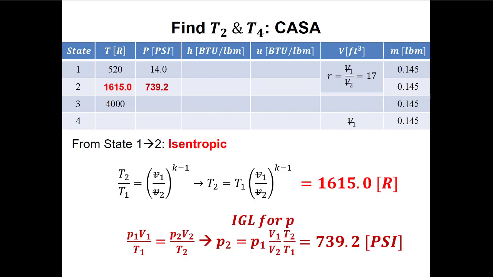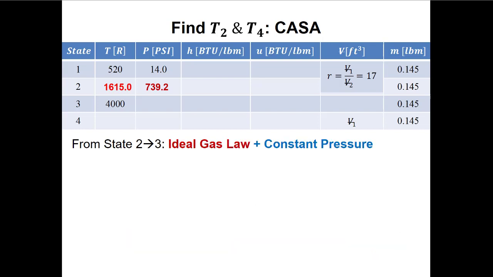So this is pretty good. I know state 1 and I know state 2. How do I go from state 2 to state 3? This is not an isentropic process because here I have to add heat to the system. So I can't use an isentropic relationship, but my working fluid is still an ideal gas, so I can use the ideal gas law.